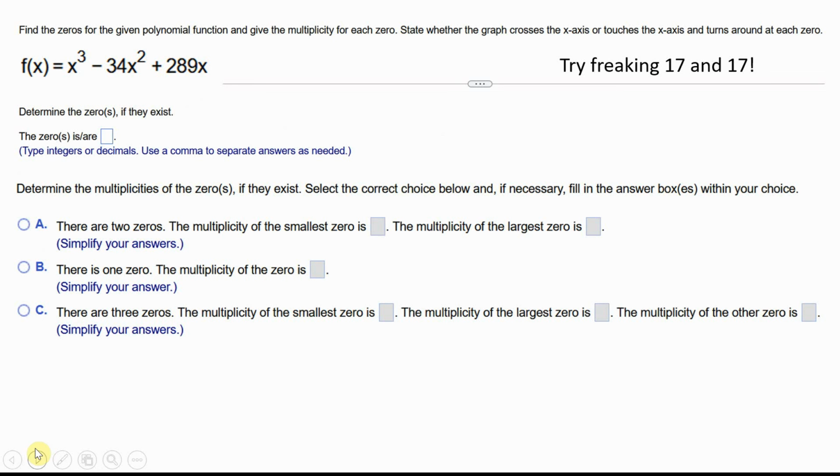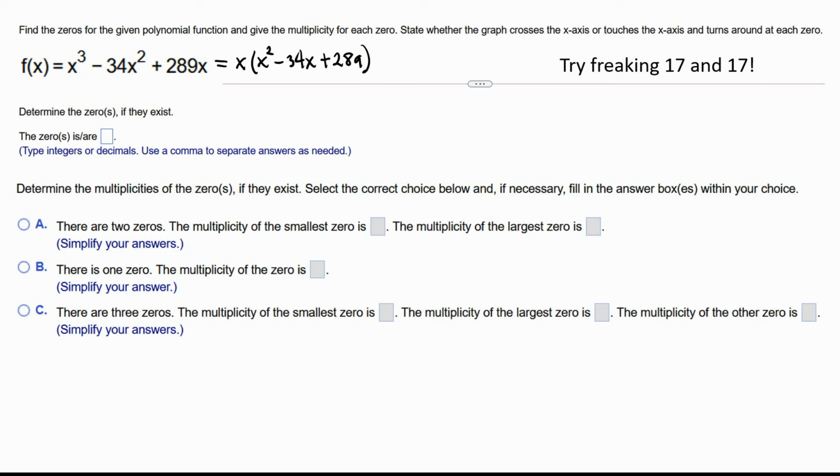So the same problem here, but just apply it to this problem. Same question, different function, right? So find the zeros. To do that, we have to factor. You notice that there's an x that's common in all three terms. Just factor out an x, okay? We have x times x squared minus 34x plus 289.